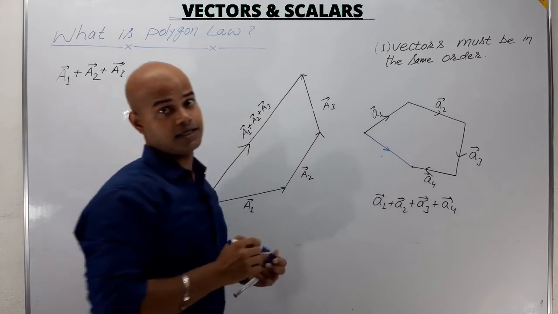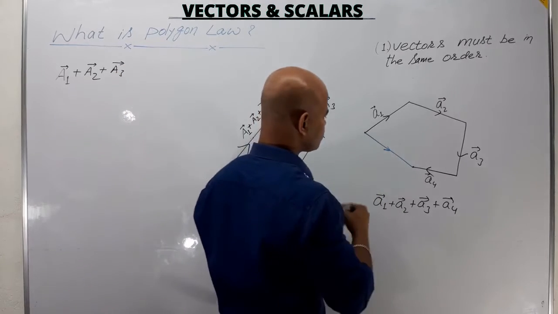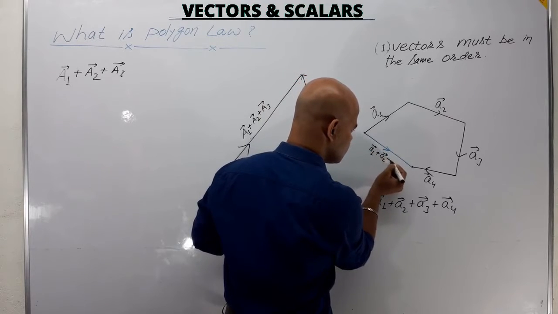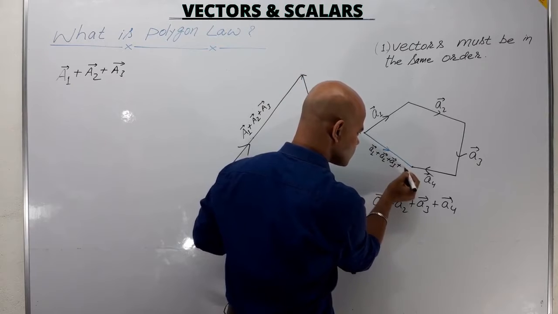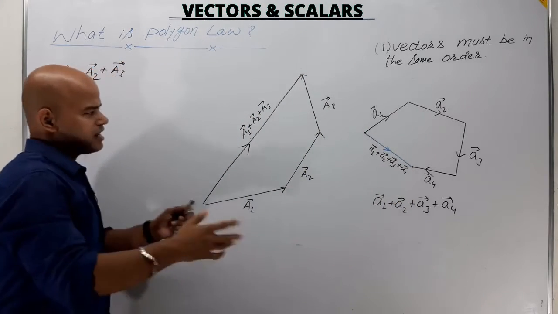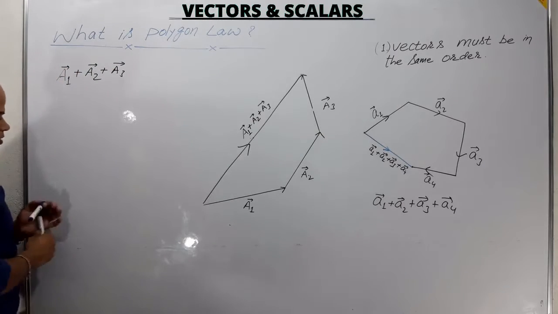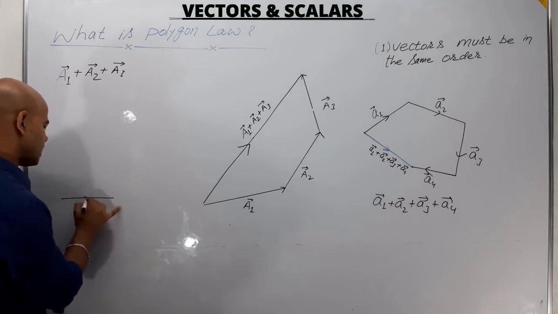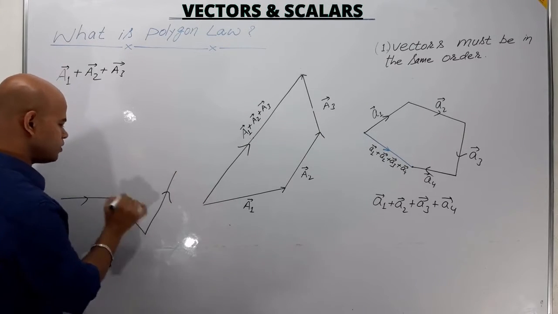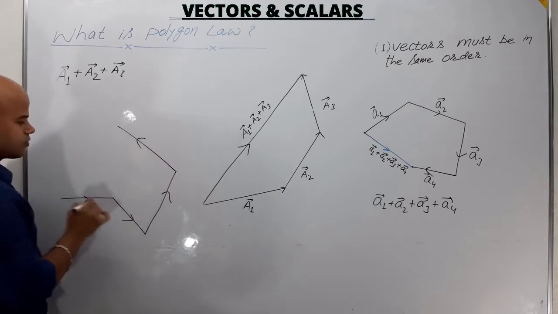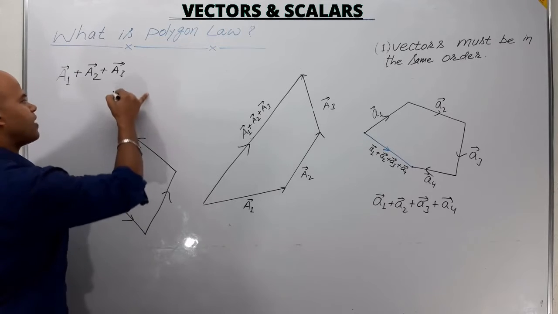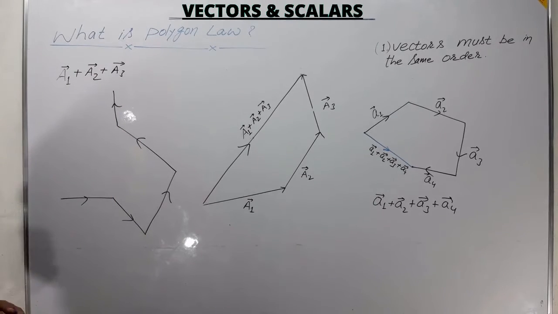It's so easy, right? So you can write here A1 vector plus A2 vector plus A3 vector plus A4 vector. So this will be my resultant vector, right? Again, let's check for 5 vectors quickly. Suppose you have one vector like this, one vector like this, one vector like this, one vector like this, and one vector like this, let's say, right?